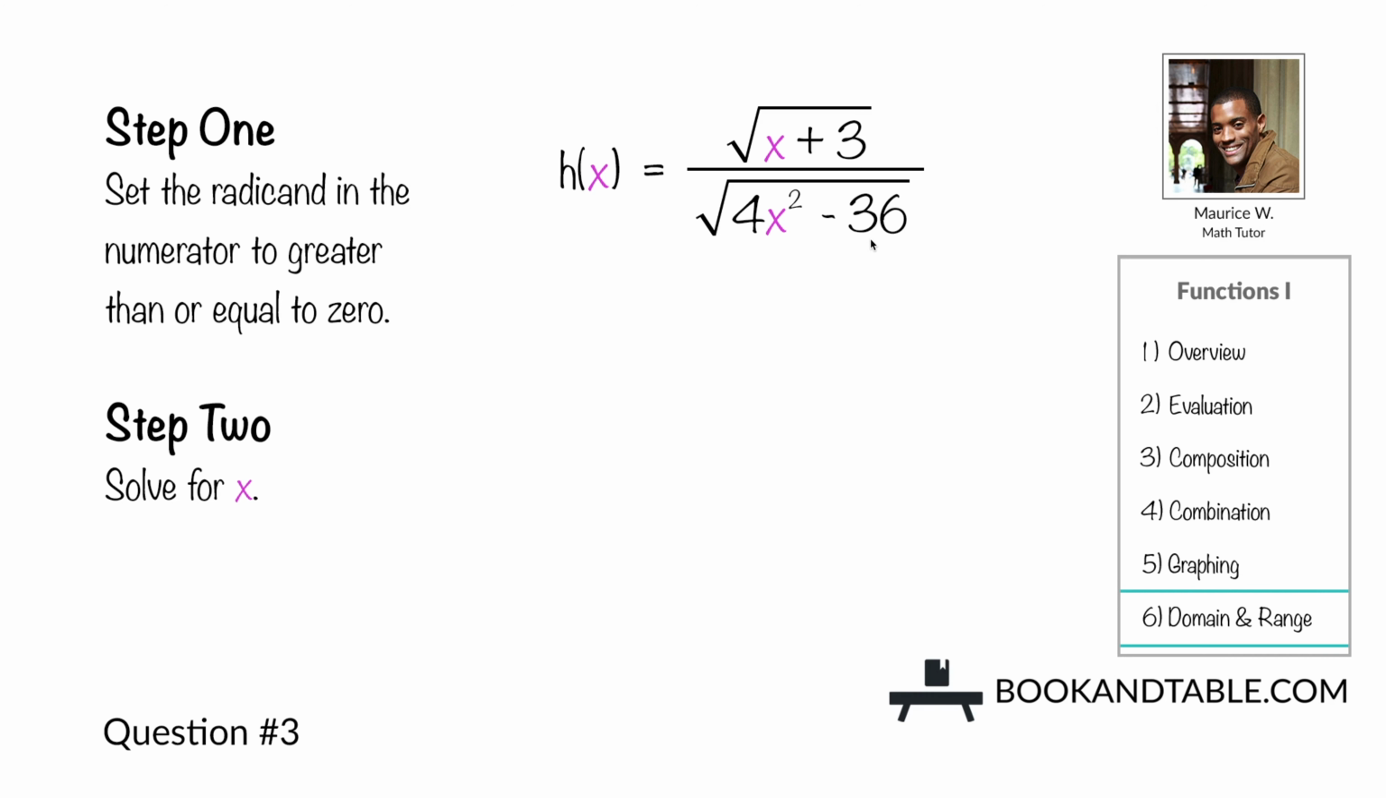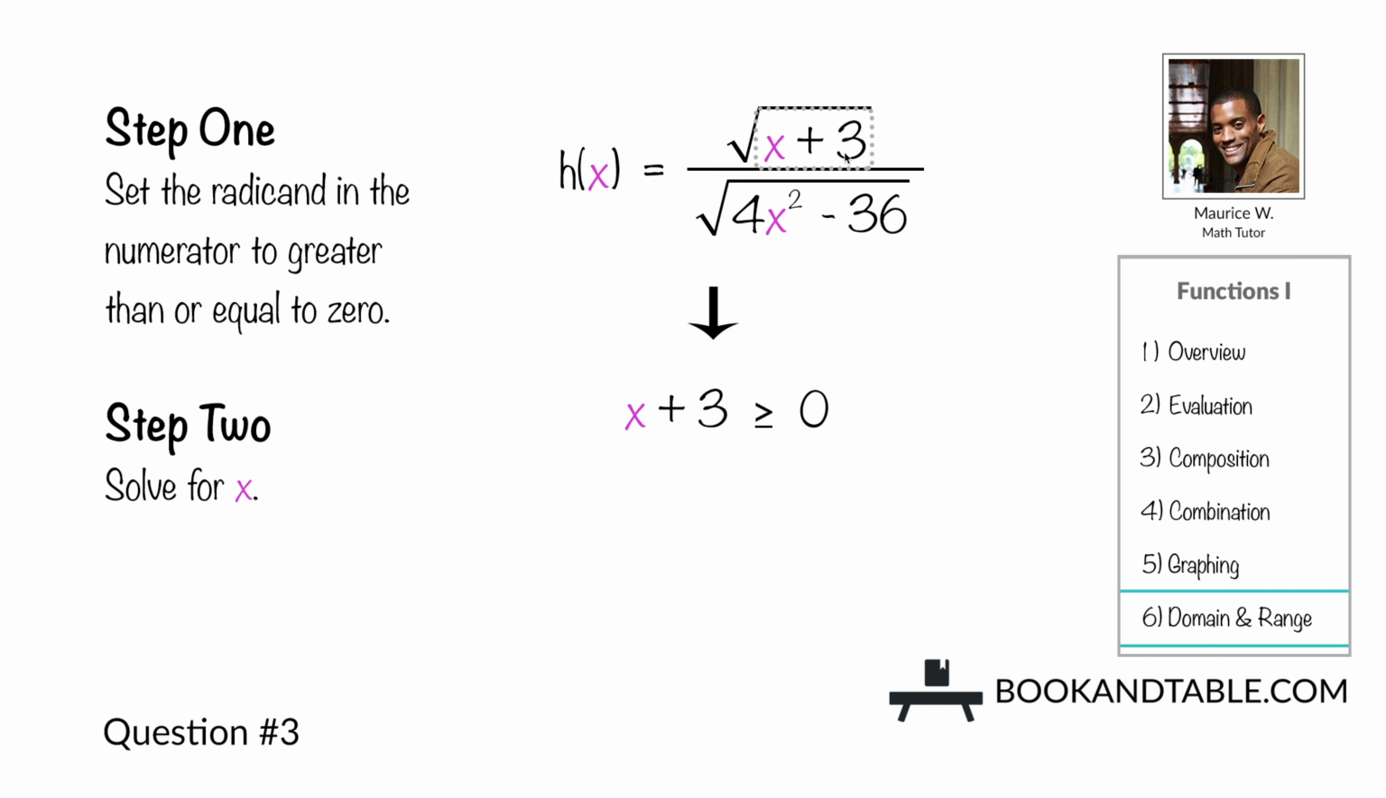squared minus 36. So in the numerator, we have a radical. So we will have a restriction with this expression since we cannot have a negative radicand. So we want to set the radicand in the numerator to greater than or equal to 0. This radical can be equal to 0 in the numerator since you can divide 0 by a number. We just cannot get 0 in the denominator since that would be undefined.